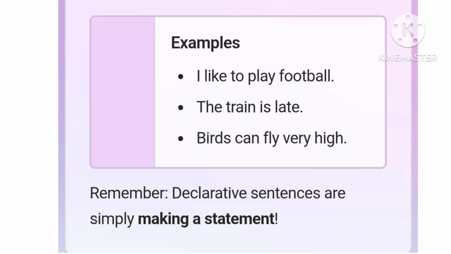For example, I like to play football. The train is late. Birds can fly very high. If you observe these sentences, there is a full stop at the end. And these sentences give information or state something. So this is a declarative sentence. Declarative sentences are simply making a statement. Remember that.